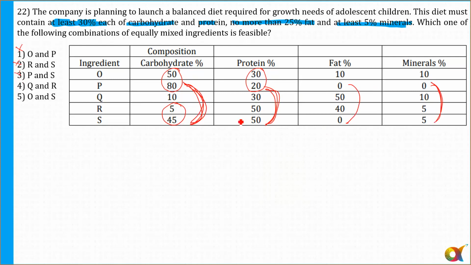Similarly, now the fourth option, Q and R. You can see the composition. Carbohydrate in Q and R is 10 and 5, so 30% is not possible. So the only one option left out is option number 5, so that's why the answer is option number 5. Is that clear? So not too much of calculation. This was an easy one. Can I move to the next question?